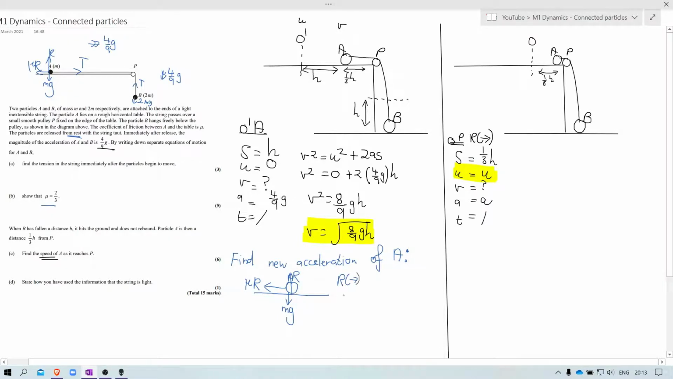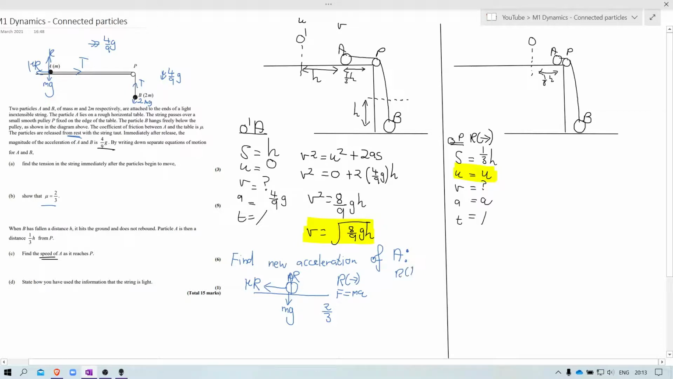Well, we're going to use F equals ma. So we're going to resolve to the right. What are the forces acting towards the right? There are none. What are the forces acting towards the left? Mu R. Now we were told in part B that mu is 2/3.